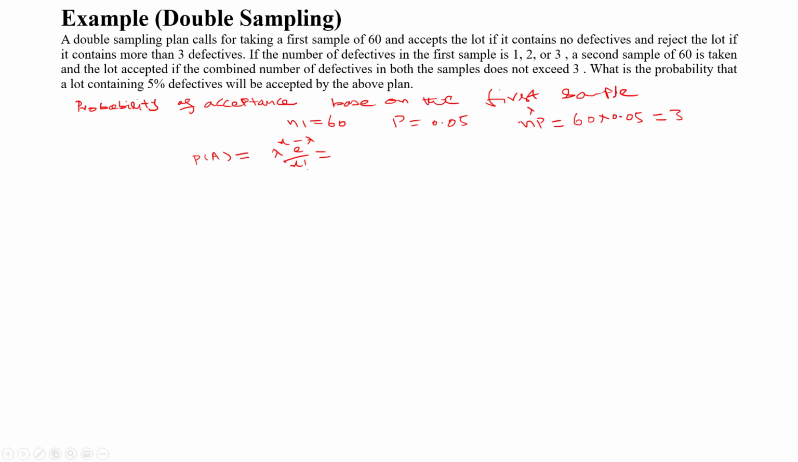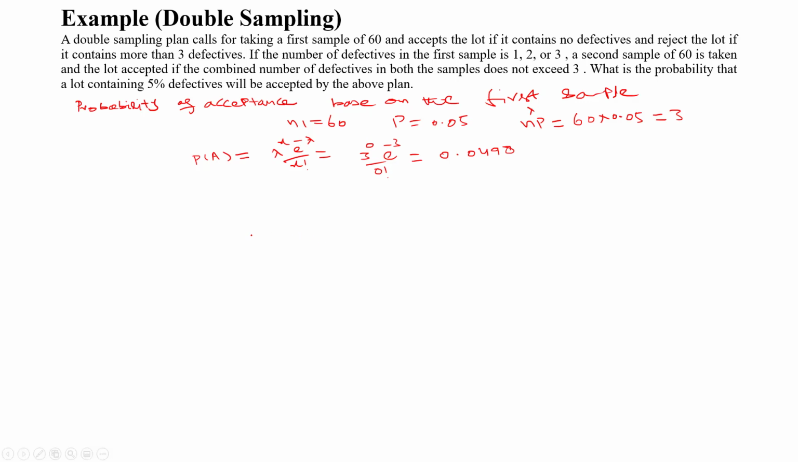The lambda value we already calculated is 3, and x is 0, because they mentioned that the lot will be accepted if it contains no defective. So we first want to calculate when there is no defective: 3 to the 0, e to the minus 3, divided by 0 factorial, because x in this case is 0. We want that there are no defective. When you simplify it, it will be 0.0498. So this is the probability that there will be no defective item.